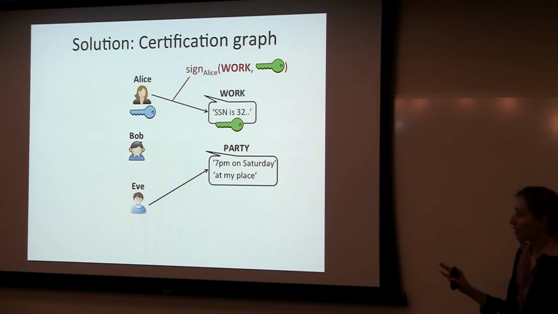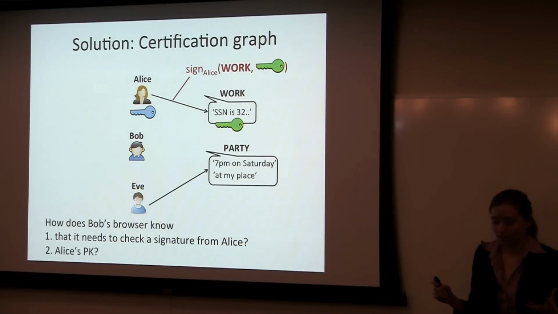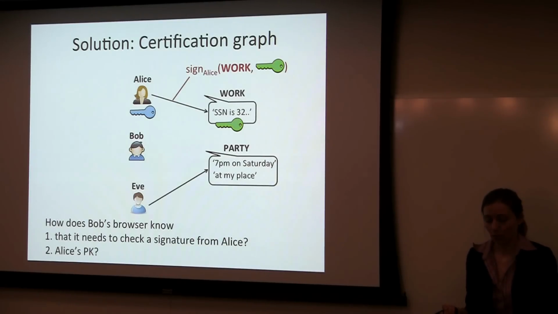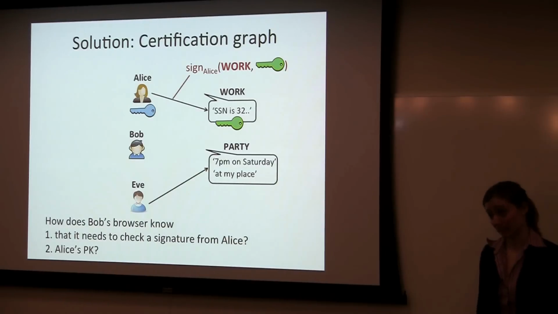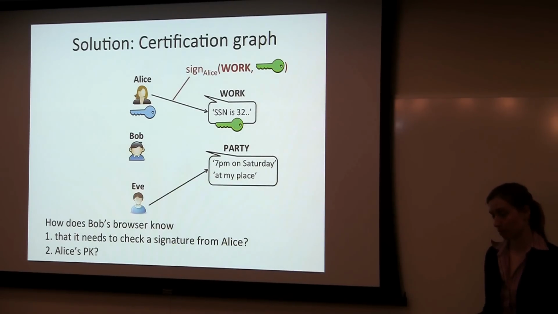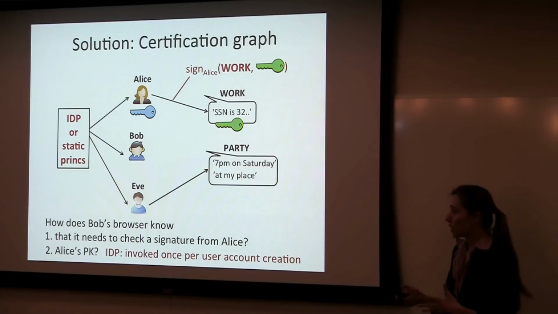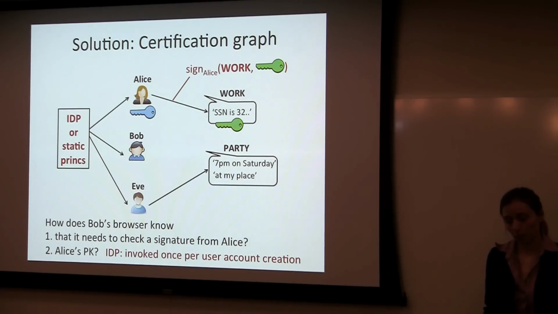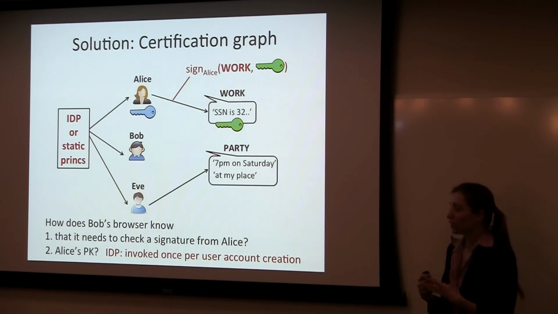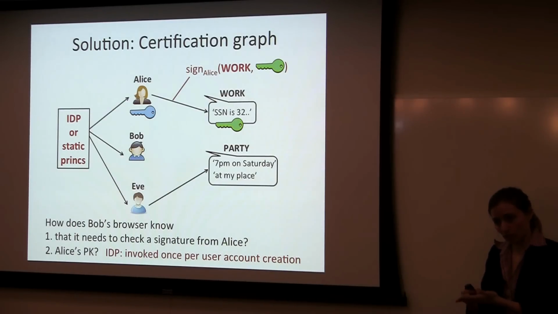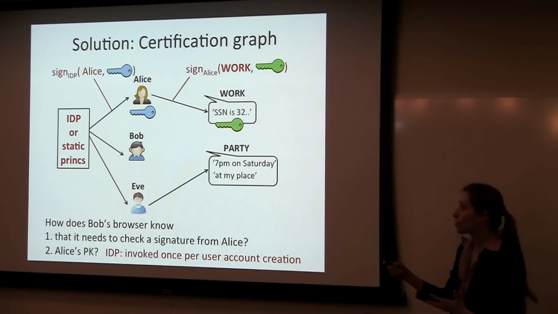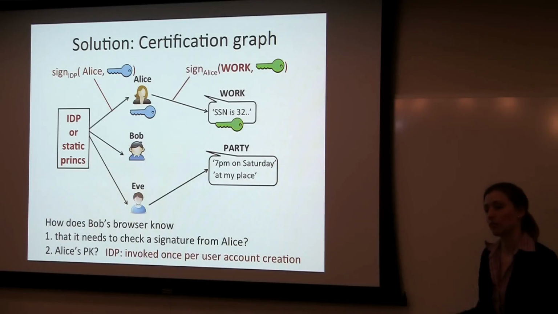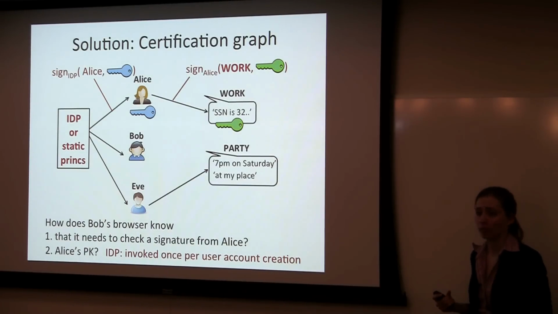But of course, this still assumes two things. First is, how does Bob's browser know that it needs to check a signature from Alice and not Eve? And how does it know which is Alice's public key to check the signature with? So to answer the second question, we rely on an identity service provider, which is a very simple service that simply maps usernames to keys, and is just invoked once upon user account creation. And this service just provides a signature saying, yes, this username, Alice, has this public key. So something similar to Google's OpenID, for example.